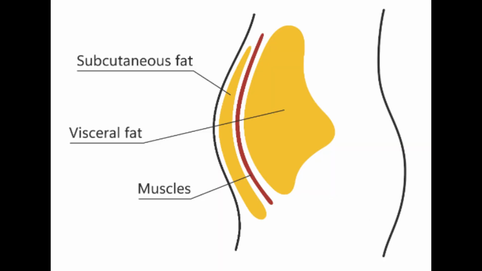Visceral obesity, characterized by fat accumulation in the abdominal cavity, is more closely linked to metabolic diseases compared to subcutaneous obesity, which involves fat stored beneath the skin and has a lower association with such health risks.